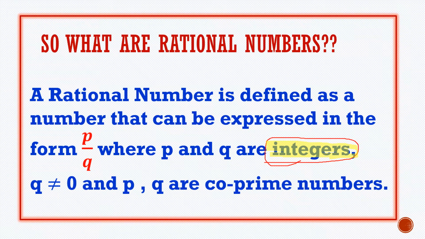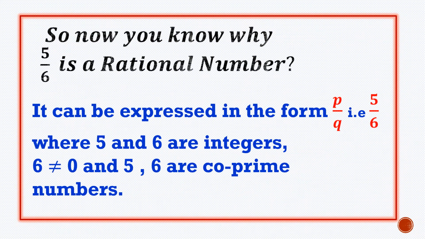Now, if this is the definition, then I think it is clear why 5 by 6 is a rational number, because it can be expressed in the form P by Q, that is 5 by 6, where 5 and 6 both are integers, 6 is obviously not equal to 0, and 5 and 6 are co-prime numbers. So that is why 5 over 6 is a rational number. Of course it is a fraction too. Every fraction is also a rational number.